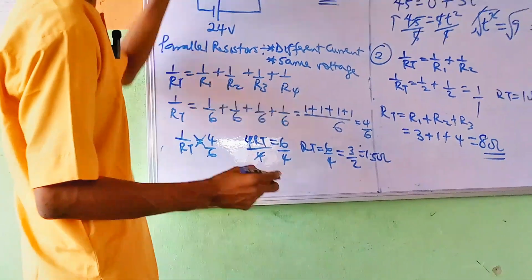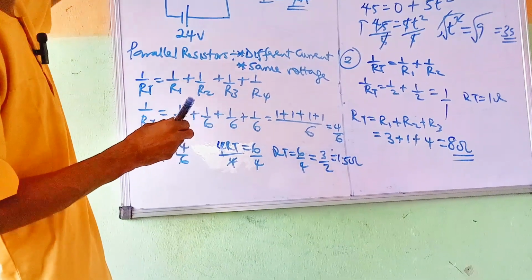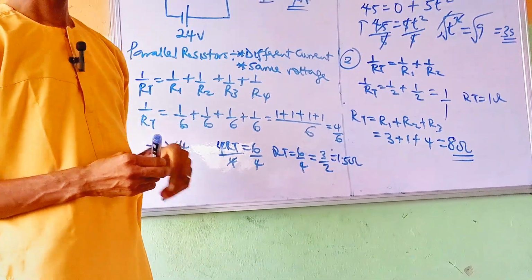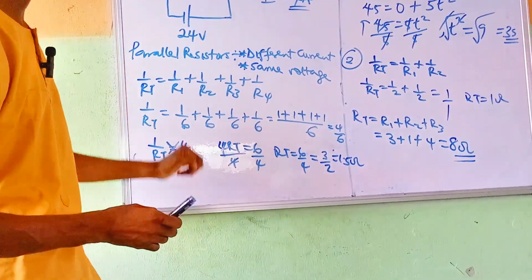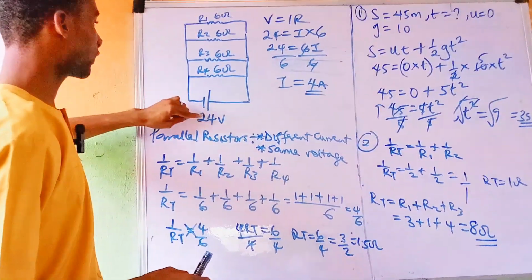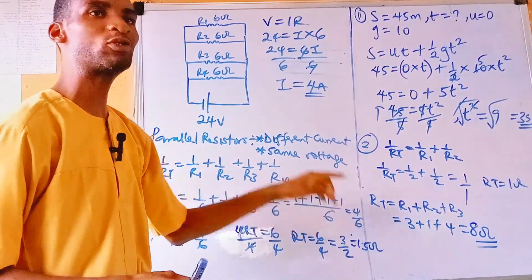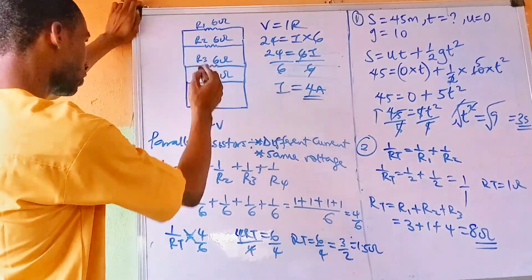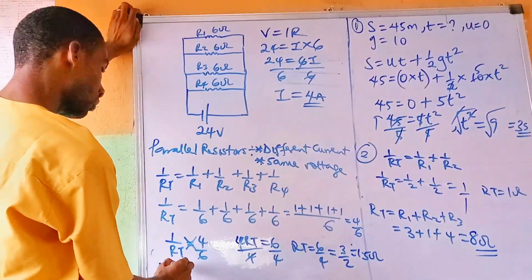That means the total or the effective resistance in these 4 resistors is actually 1.5. So let us now see what is the total current passing through. You know, same voltage passes through. So let's see the total current passing through here. For us to see, we still use our Ohm's law.